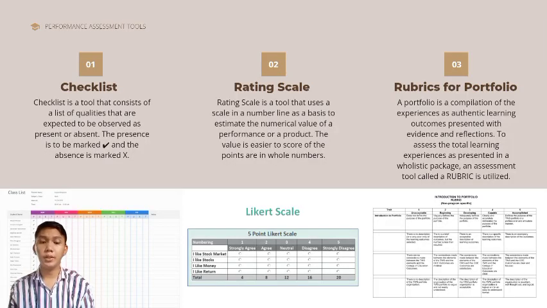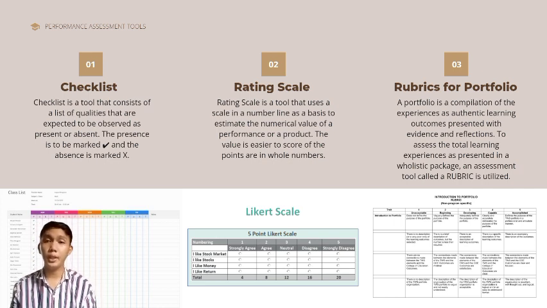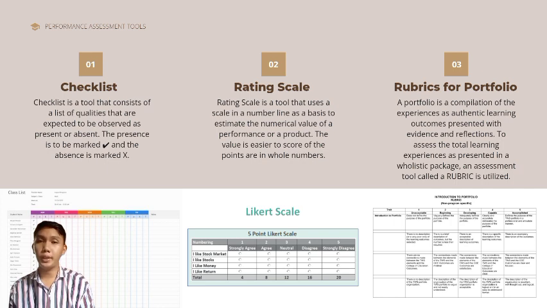First is the checklist. It is commonly used for markers to check the attendance, to mark who is absent and present, the active and inactive students. They put a check for the present or active student, and an X for inactive or absent students.